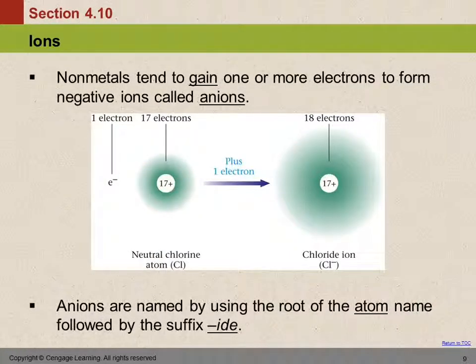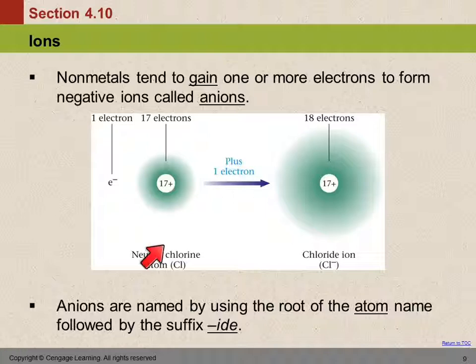Nonmetals tend to gain 1 or more electrons and form negative ions. Nonmetals make negative ions. Okay? Negative ions are called anions. And these are pronounced cation and anion, not cation and anion. I always get one person say that, so I'm just going to tell you so you can avoid embarrassing yourself. Cation, anion. So anions are negative.